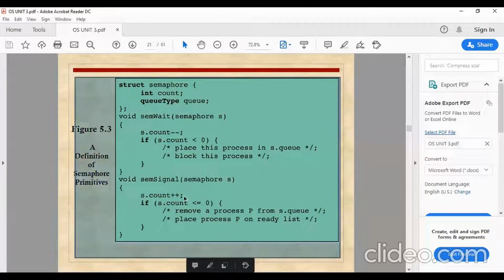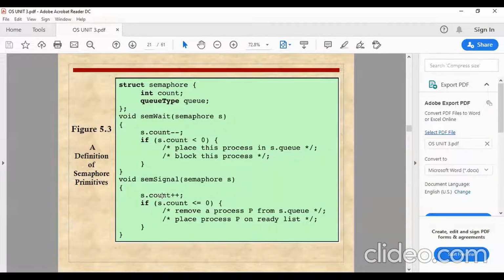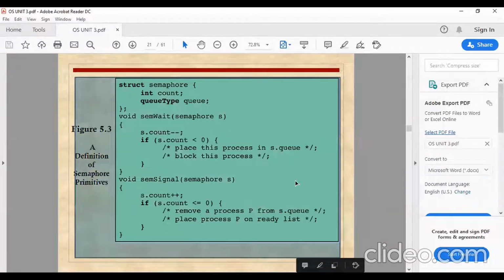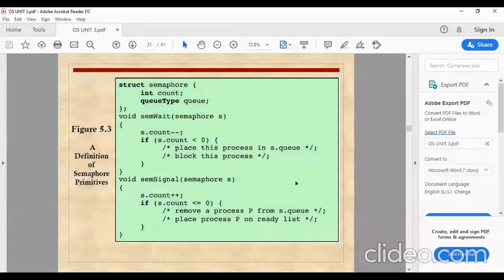So here now, it is count plus plus. If s dot count is less than or equal to 0, remove the process P from the queue. It will be allocated, and place process P in the ready queue. Now this process will be ready for execution, and we will allocate the resource. So this is how a semaphore will execute. I got this code.